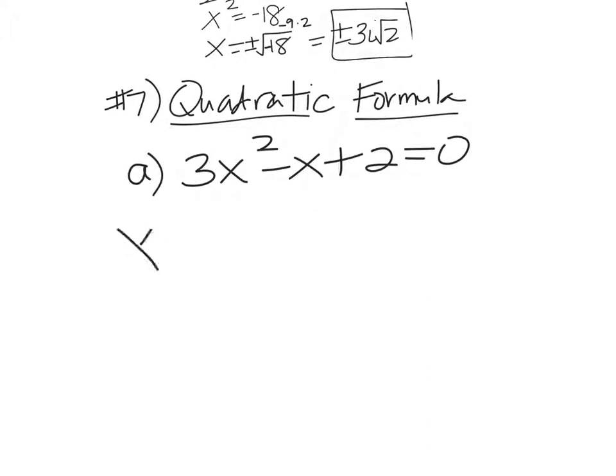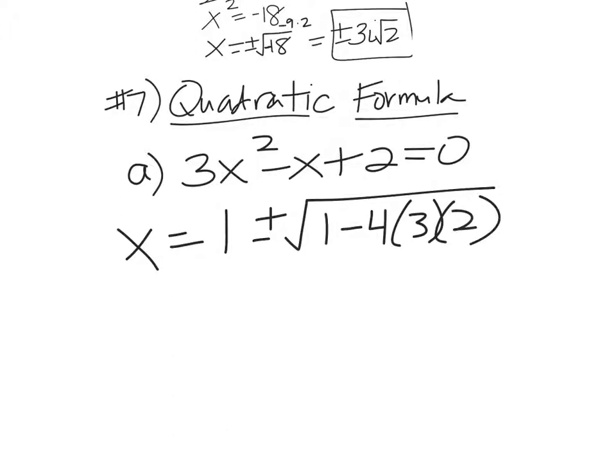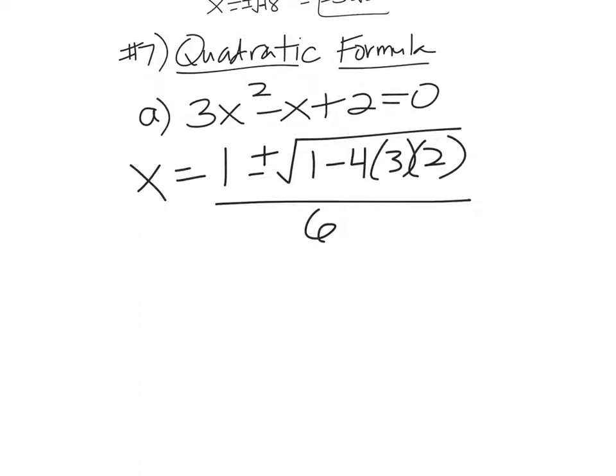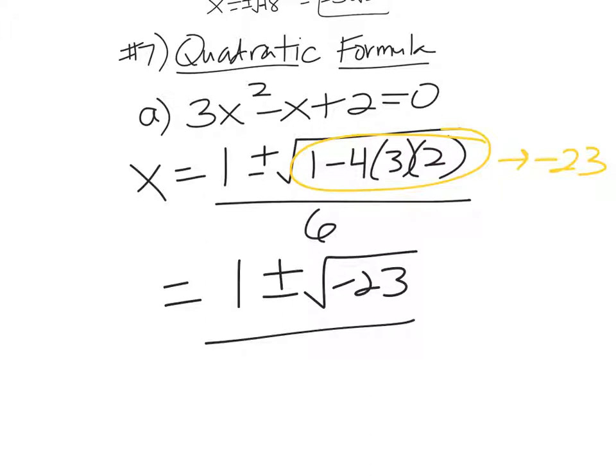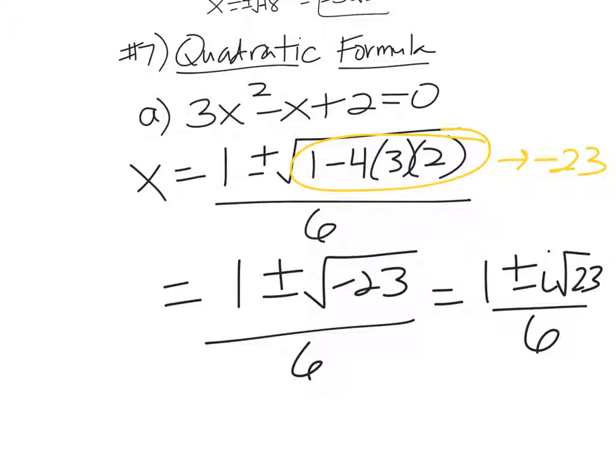Here we go. X is equal to negative b plus or minus the square root of b squared minus 4ac, all over 2 times a. So, see the discriminant? The discriminant is this number inside of the radical. That happens to be negative 23. So you say, oh, there's no real solutions. You're right. The solutions I'm going to get are not real. I get square root of negative 23 over 6, which is 1 plus or minus i rad 23 over 6. I get 2 complex solutions. They're not real.